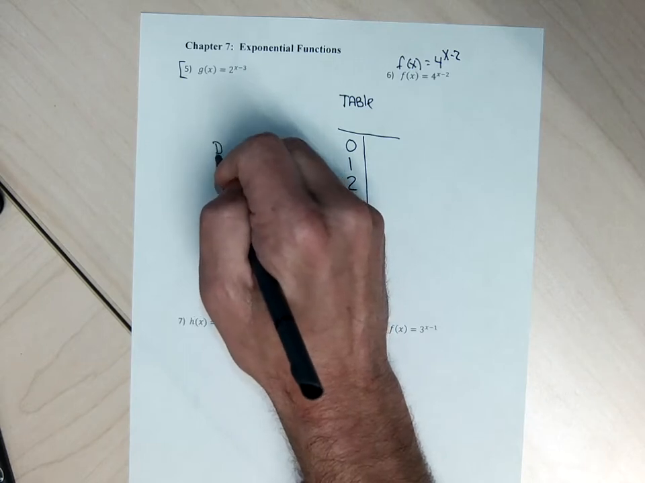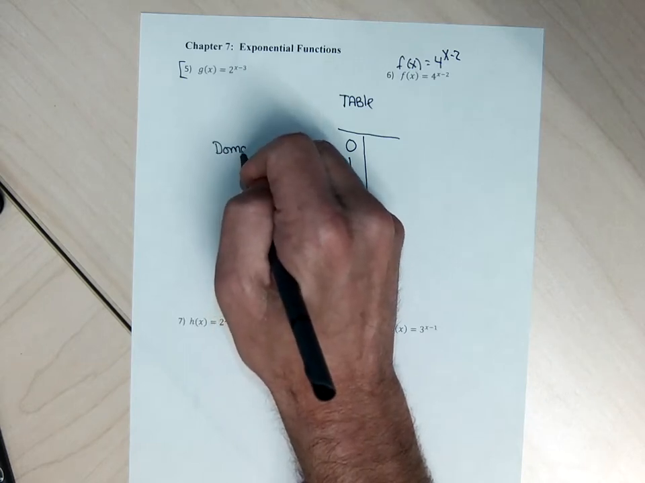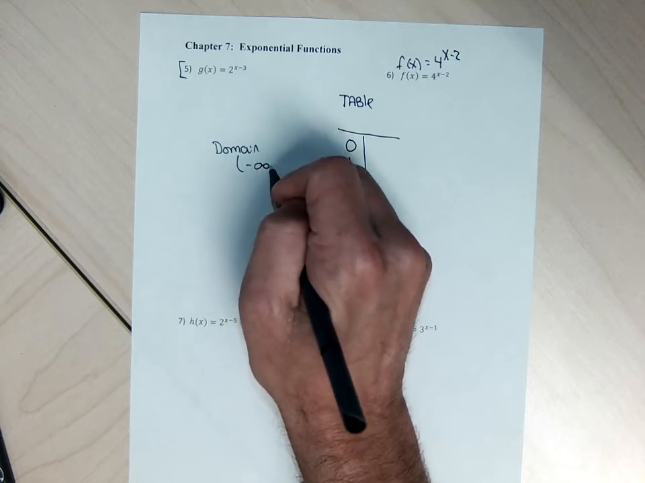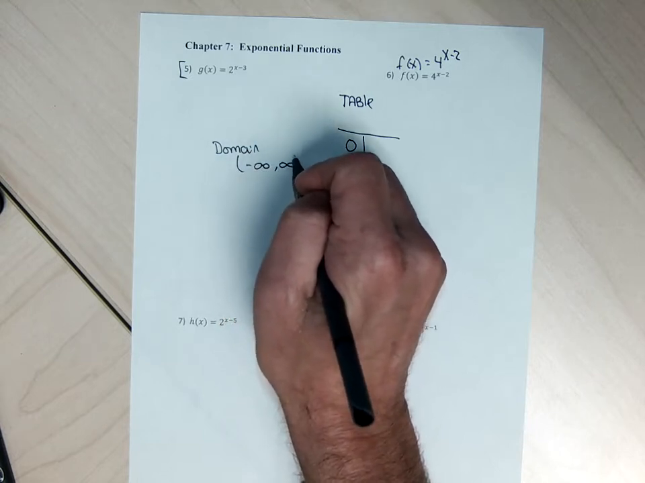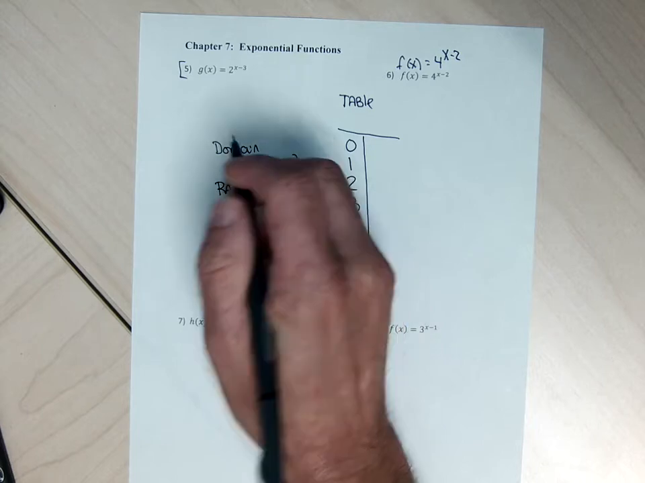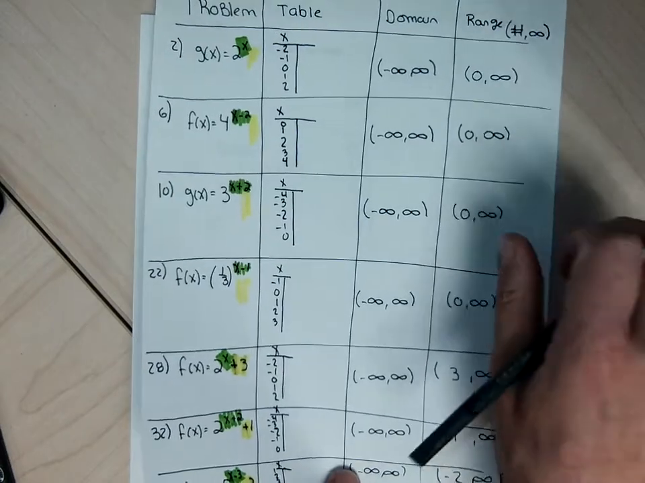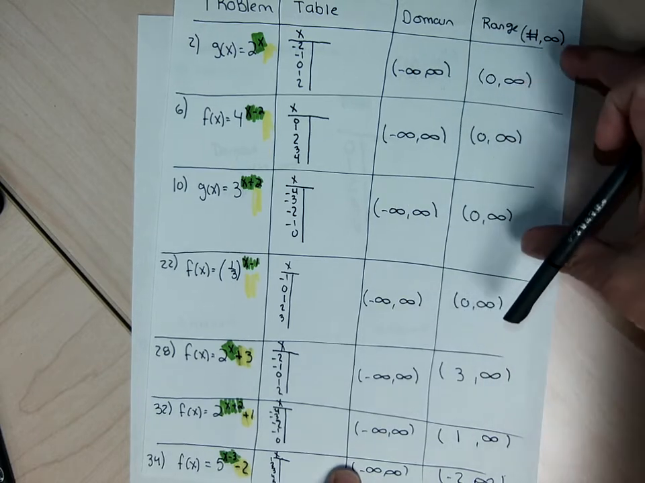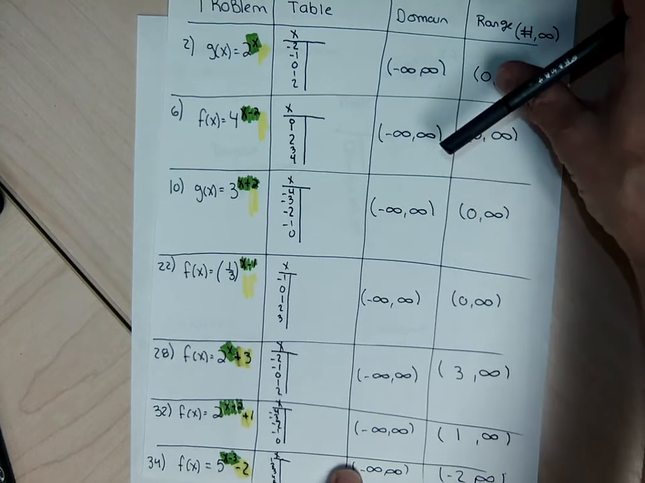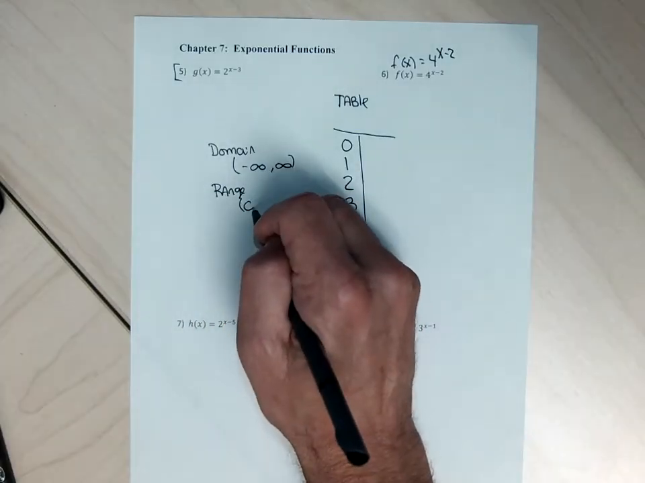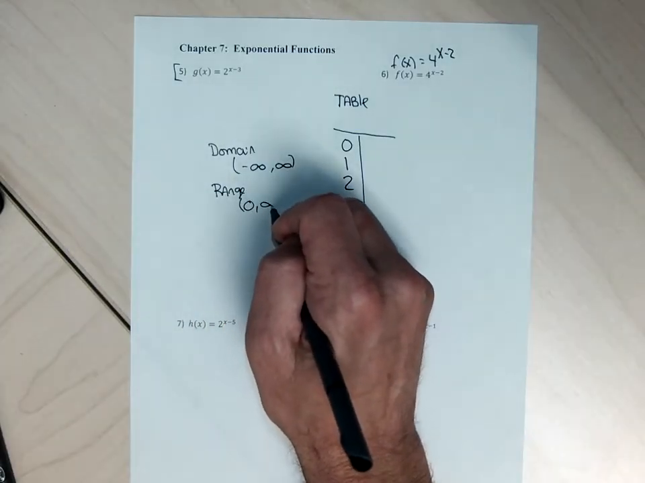I'm going to write my domain and my range down before I actually do the graph. Every function that we're going to do, the domain is negative to positive infinity. And if there isn't a number written after the exponent, the range is 0 to infinity, which means the bottom of the graph is going to be the x-axis. The graph will get microscopically close to the x-axis, but it will never actually touch the x-axis.